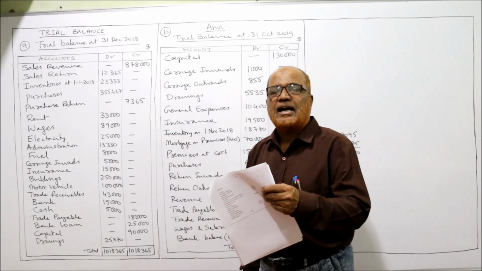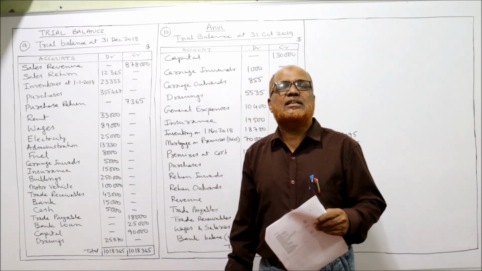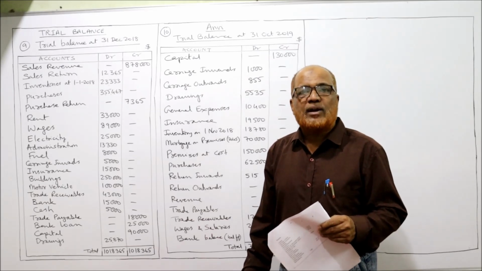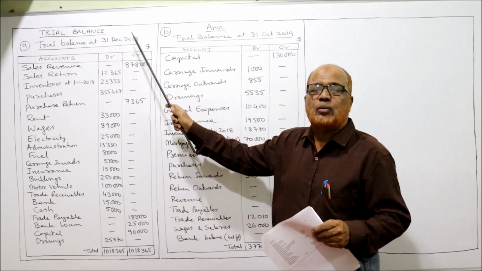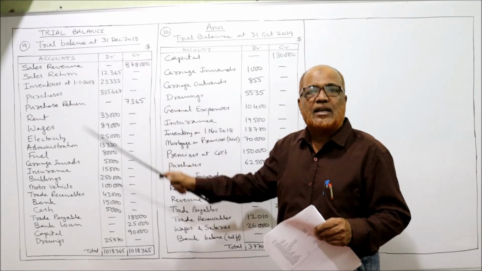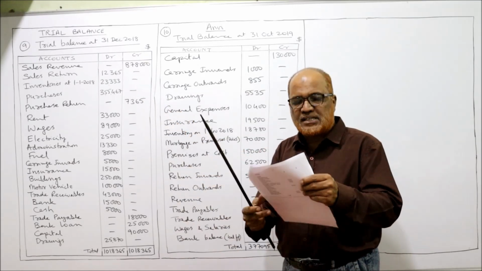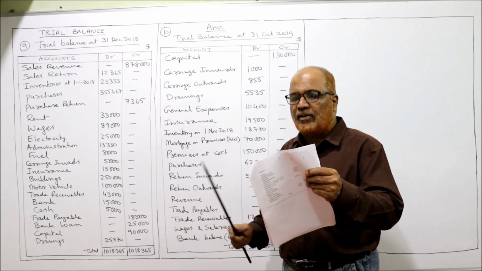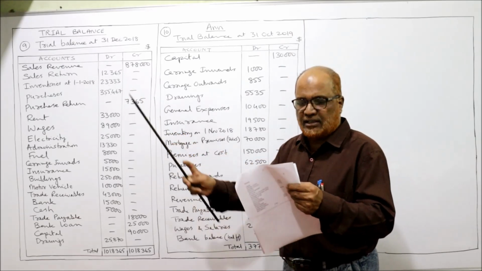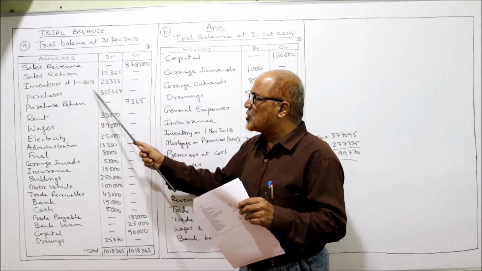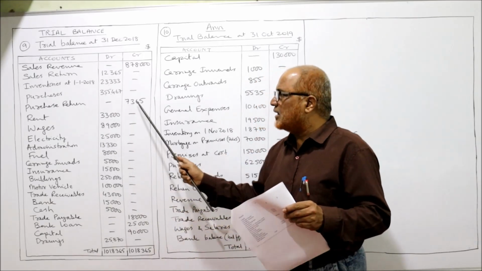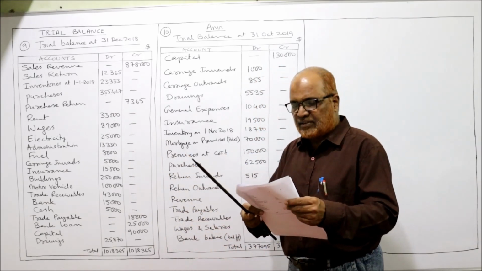Then inventories at 1st January 2018. This is the opening inventory, because we are closing the accounts on 31st December 2018, so the beginning of the year is 1st January. So 1st January 2018, opening inventory, debit column, 23,333. Purchases, debit column. Purchase return, credit column, 7,365.